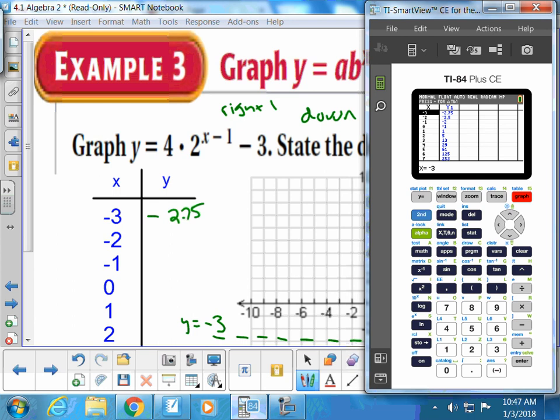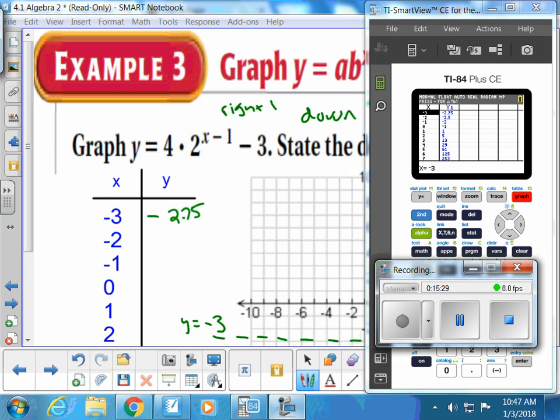Can I see the equation again? Yeah. So it's 4 times 2. You would need to do caret, parentheses x minus 1, and then you'll need to end your parentheses. And then you'll need to have a minus 3 at the end. And is everybody's table matching mine? Let me pull it up on here.